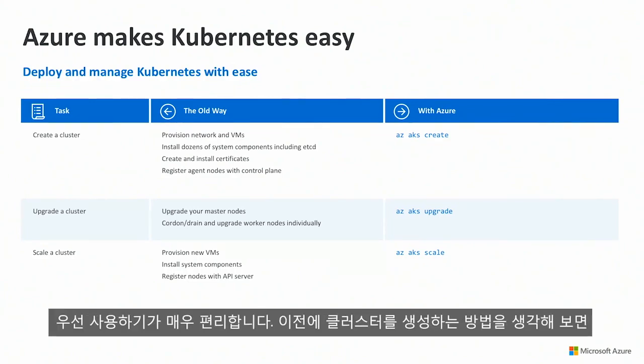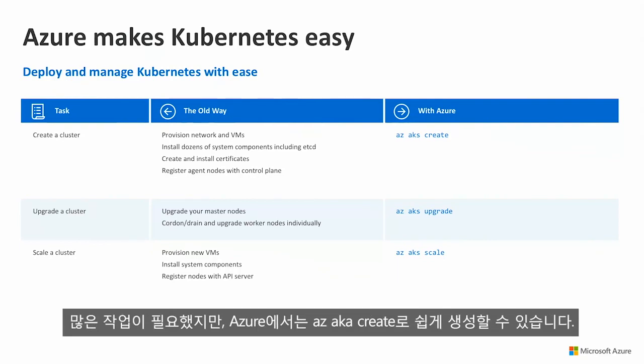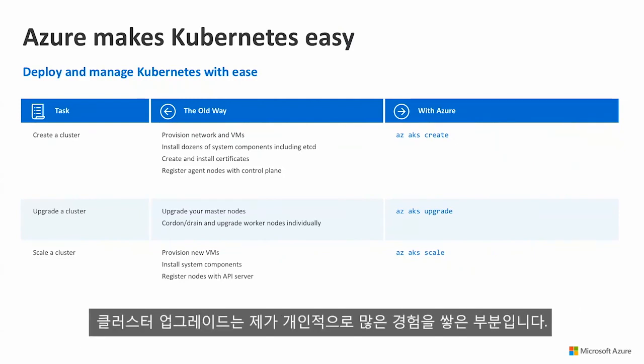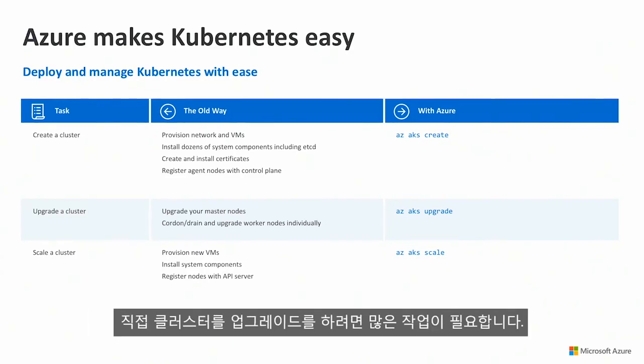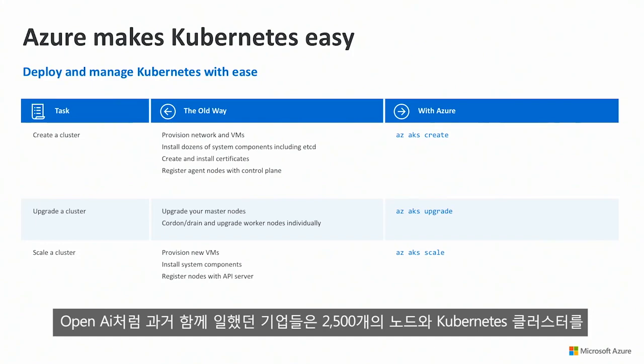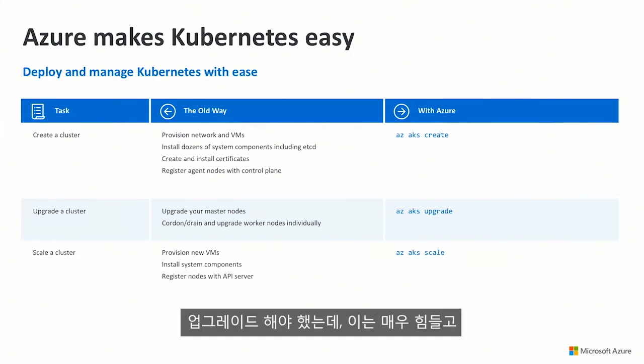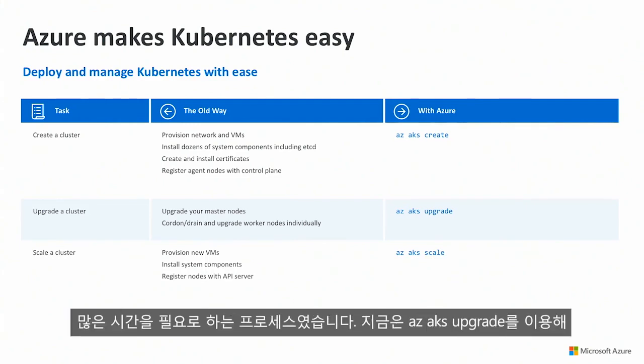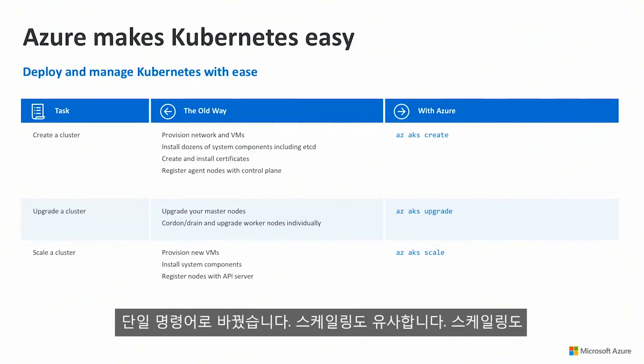So if you think about the old way of how you would create a cluster, a lot of work involved there. With Azure, it's just AKS create. With upgrading a cluster, this is something I've had a lot of experience personally with. It's a lot of work to upgrade a cluster by hand. Folks like OpenAI, who we've worked with in the past, when they have to upgrade a 2,500 node Kubernetes cluster, that's a really painful and time-consuming process. We've now turned that into a single command with AKS upgrade.